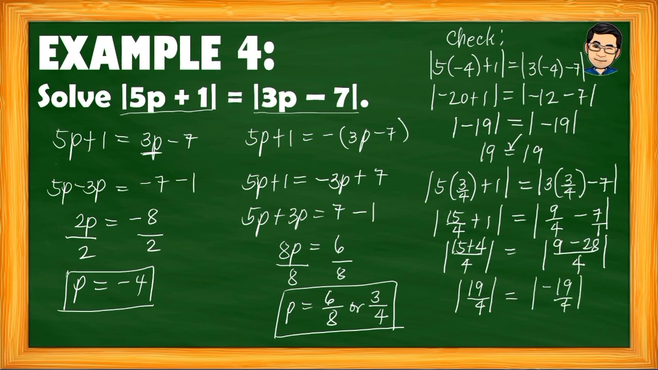So, kunin natin yung absolute value ng both sides. So, 19 over 4 is equal to the absolute value of negative 19 over 4, which is 19 over 4. So you can see P is equal to negative 4 and 3/4.